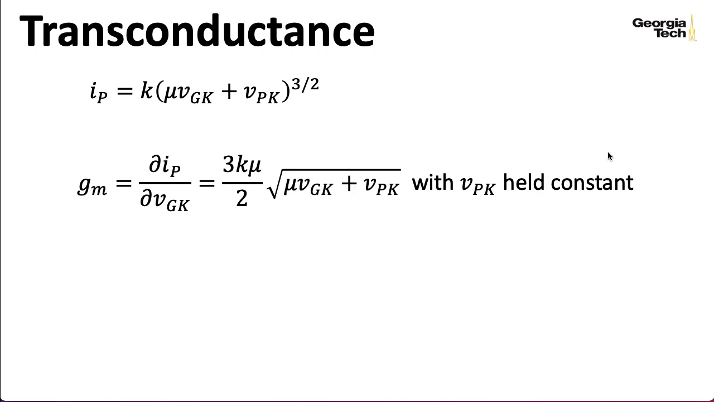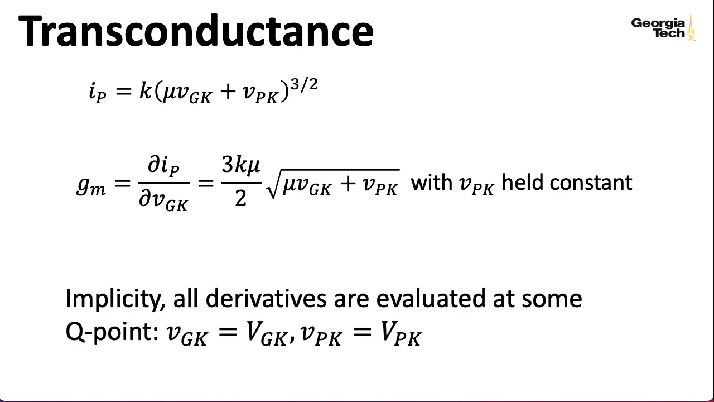I'm going to always assume that our derivatives are evaluated at some quiescent operating point. Namely, we take these VGK and VPK expressions here, and we plug in the fully capitalized versions, namely some DC values of operating points that we've chosen.